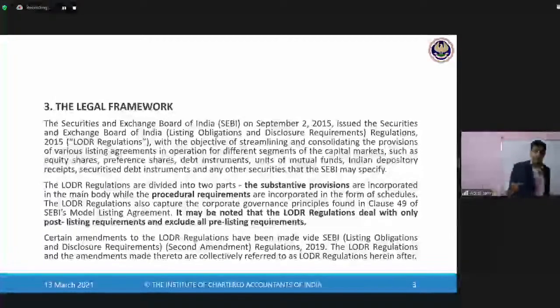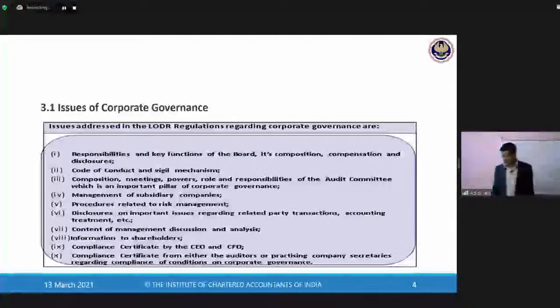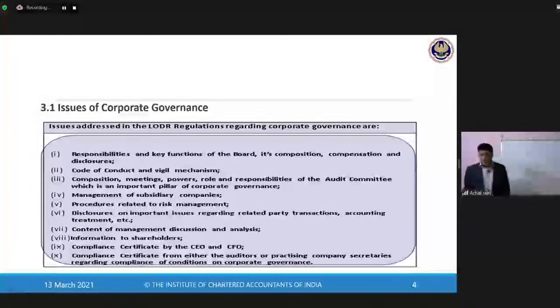Okay, so we'll start with corporate governance and certain issues around it. So let's understand what are the issues which are addressed in the regulations. Whenever we use the term regulations, this will be about SEBI regulations, or these are very commonly called LODR regulations. Okay, so let's understand what are the issues which have been addressed in the regulations regarding corporate governance.